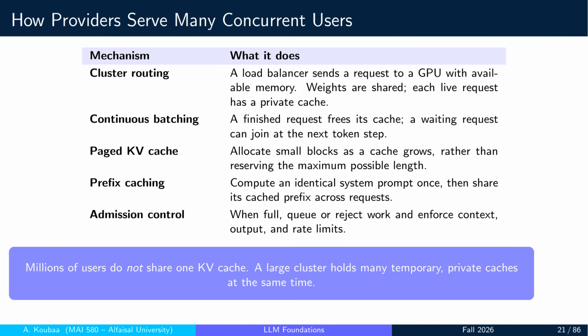The second is continuous batching. Ask yourself what happens if a server processes one request at a time. Long pause.